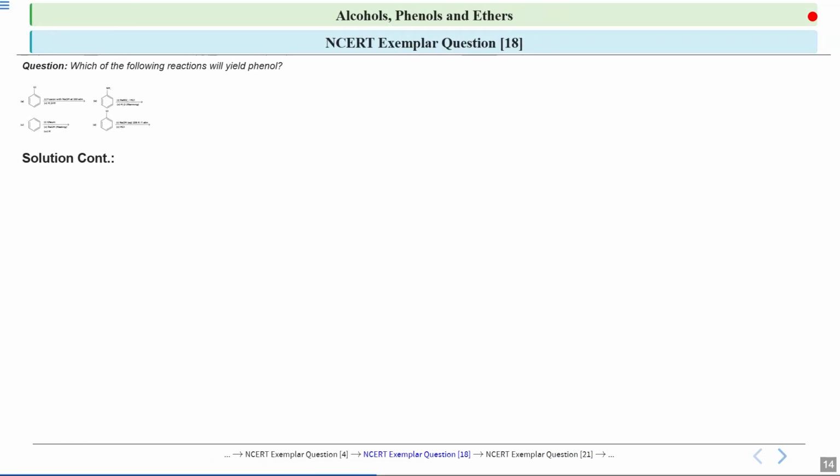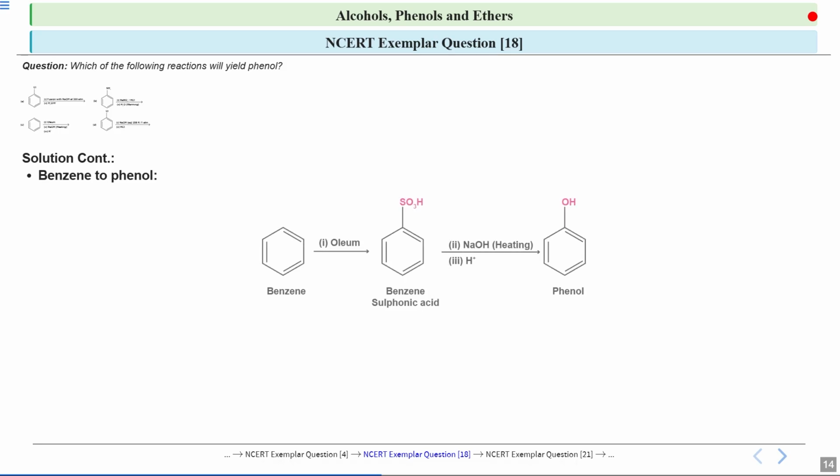Now let us check the C option. This is benzene to phenol. Now what is happening in this reaction? Initially your reactant is benzene and the final product which you are getting is phenol. So when this benzene interacts with oleum, it forms benzene sulfonic acid.